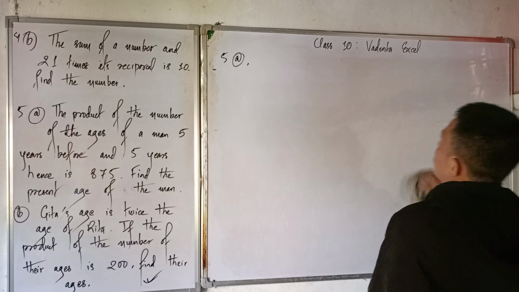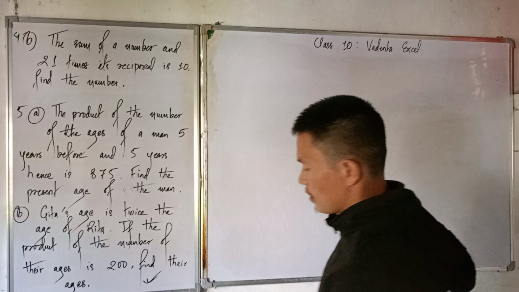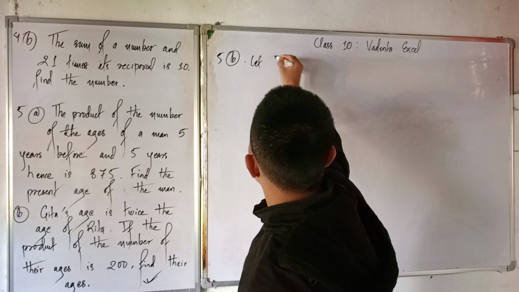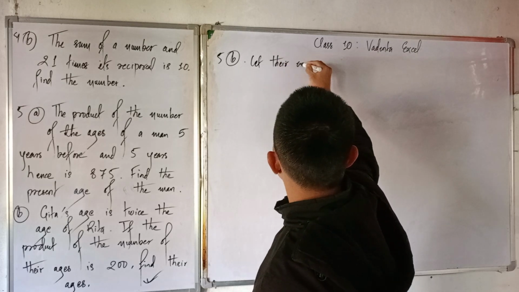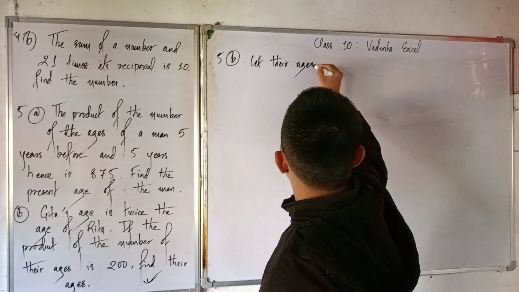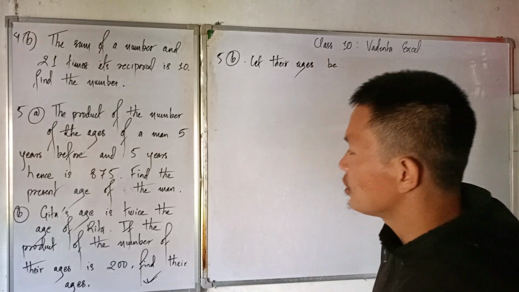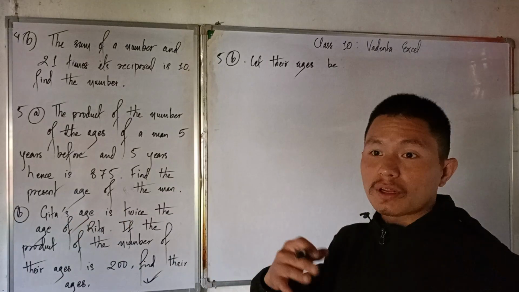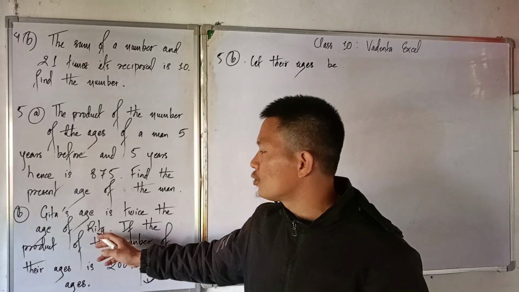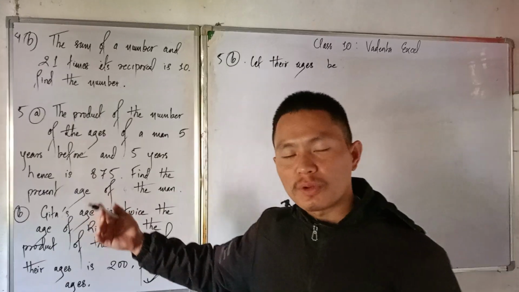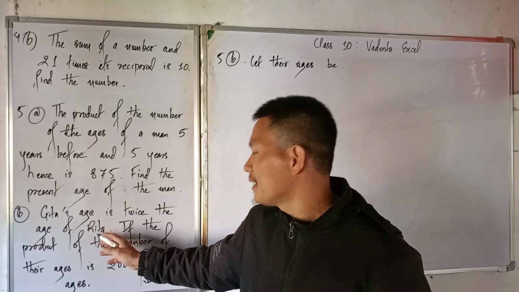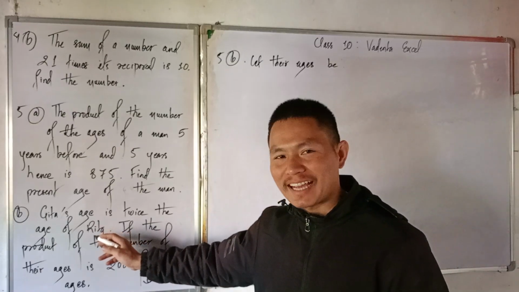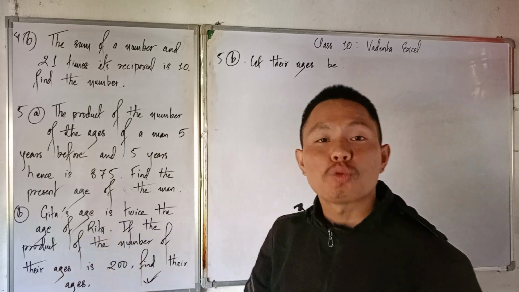Let their ages be... By the question, Gita's age is twice the age of Rita. Just the double. If Rita's age is 2 years, then Gita's age will be double that, that is 4. If Rita's age is 6, then Gita's age will be 12. Just like that, if we consider Rita's age x, then Gita's age will be twice x.